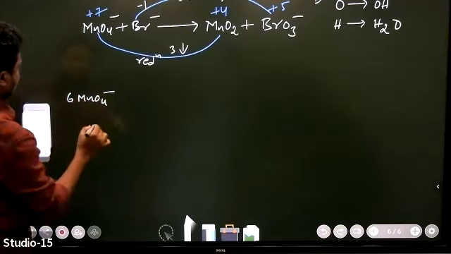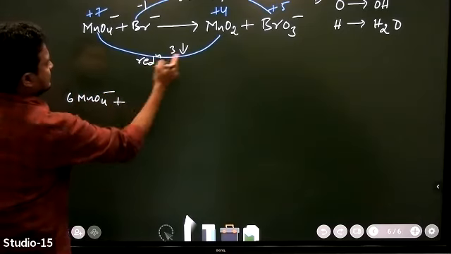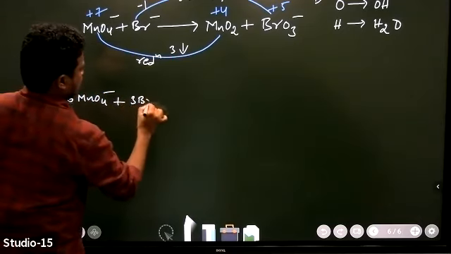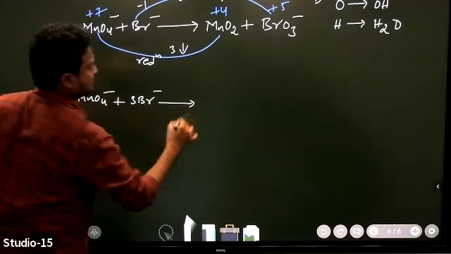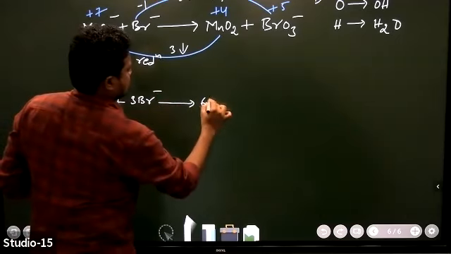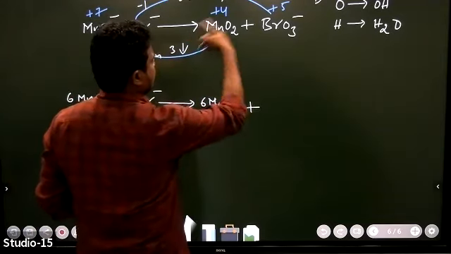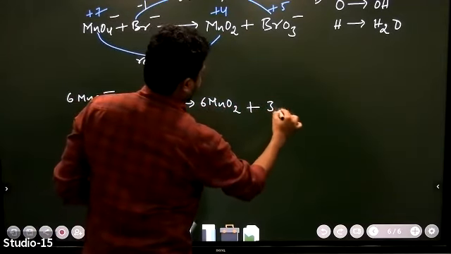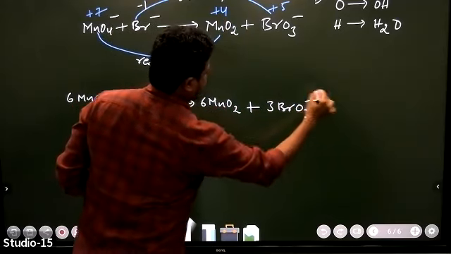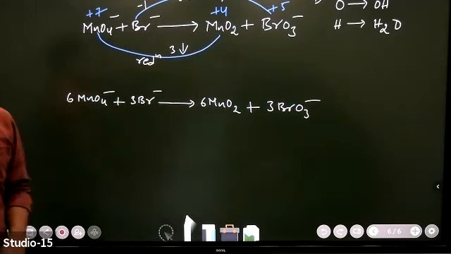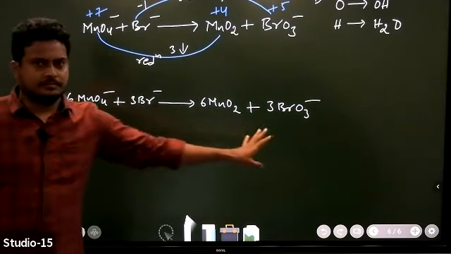6 MnO4 minus plus 3 Br minus gives 6 MnO2 plus 3 BrO3 minus. Other than oxygen and hydrogen, it is already balanced here.